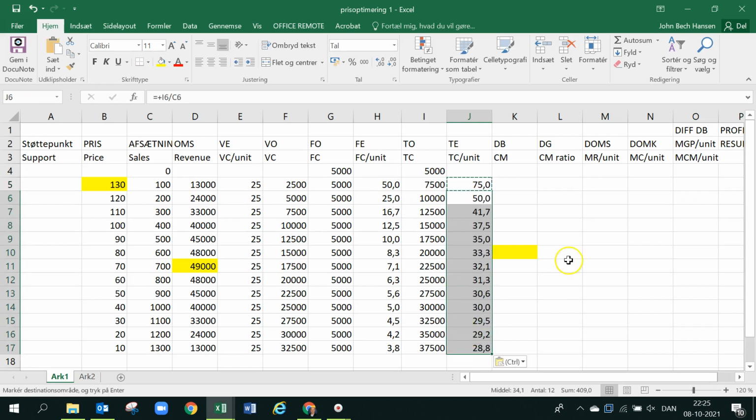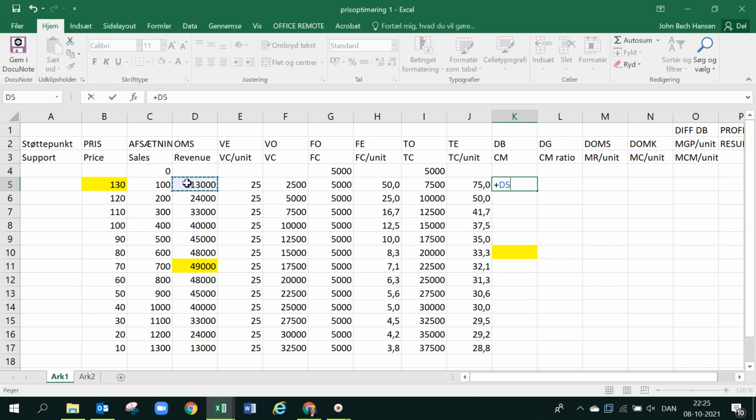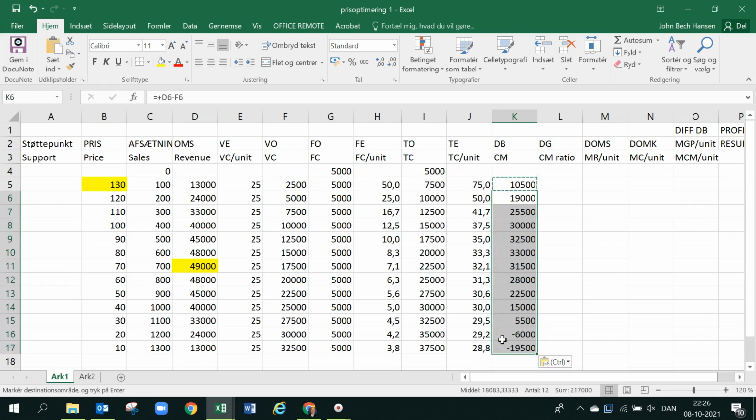Now I'm coming to the most crucial part, the contribution margin. And the contribution margin here is revenue minus variable cost, 10,500. And copy that down. And I can now see that my optimum price is 80 and only selling 600, because here I have the highest contribution margin, or the highest profit.